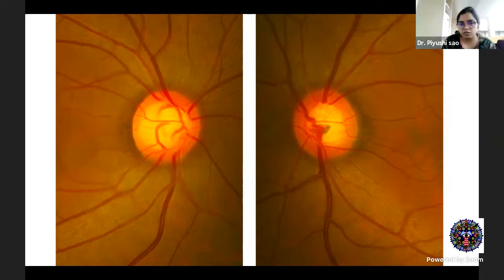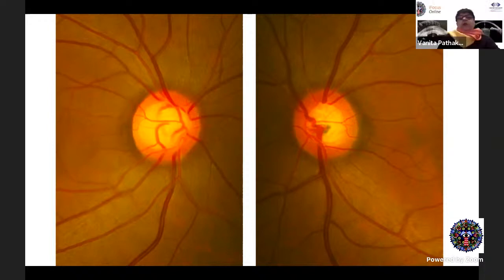Then do you see any disc hemorrhage? No disc hemorrhages, ma'am. And peripapillary atrophy worth noting? No, ma'am.